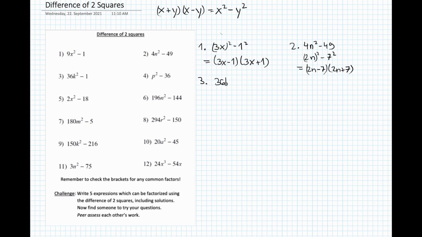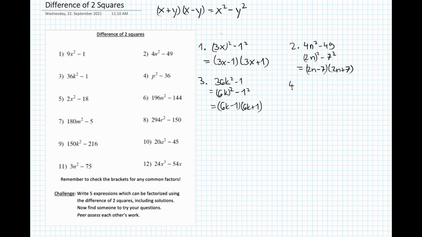So 36k squared minus 1. Same here, 36 is just 6 squared. So we can rewrite it like this. Minus 1 squared. That's equal to 6k minus 1 times 6k plus 1.